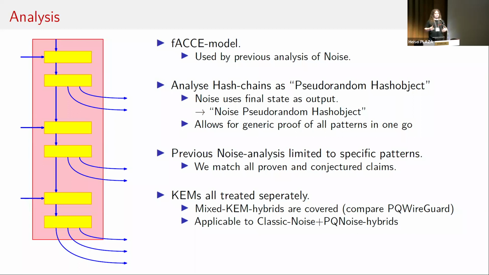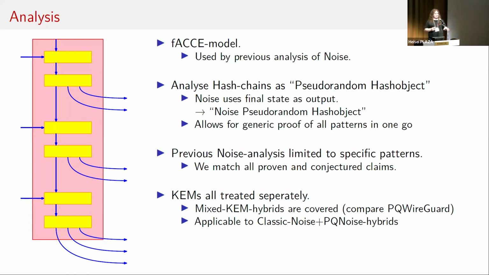So what we did there was to define a hash object where you can feed values in, and once you feed uncorrupted randomness in, all the outputs are essentially random. That allowed us to do a truly generic analysis of Noise. Now, one issue we ran into: the Noise hash object does a bit of a weird thing at the end. One of the outputs at the last call is the thing that until then would have essentially been the state. So we actually introduced a Noise pseudo-random hash object that has special cases there.